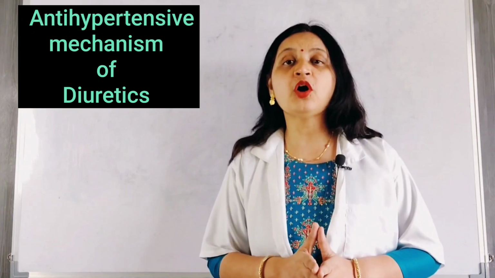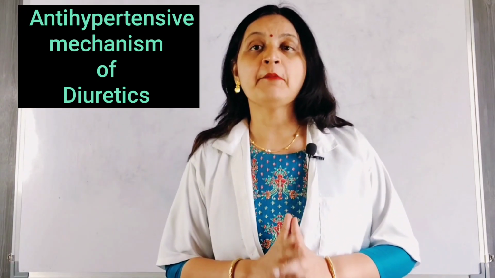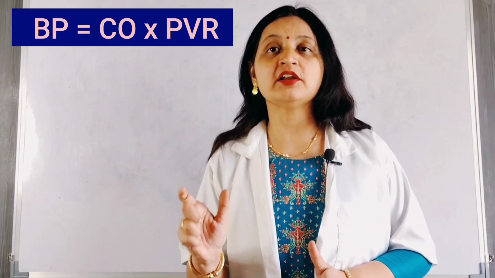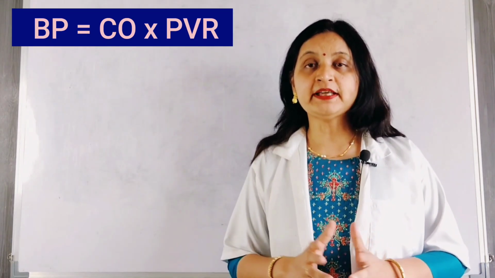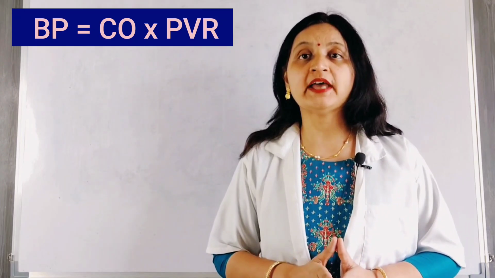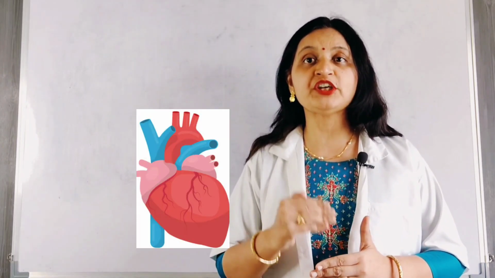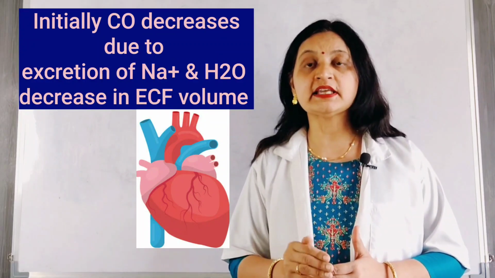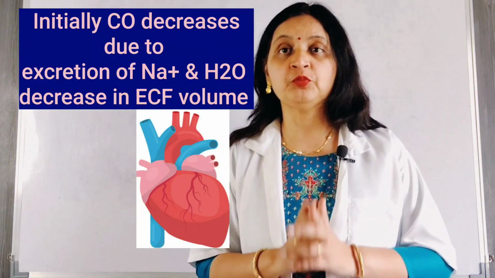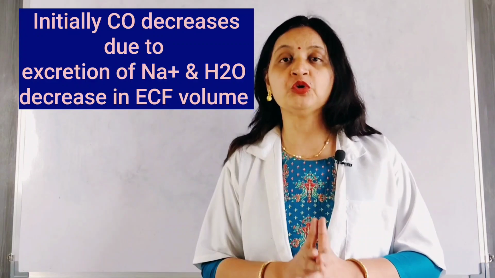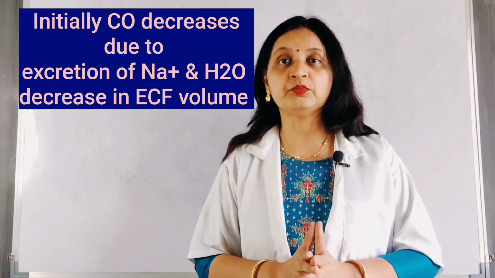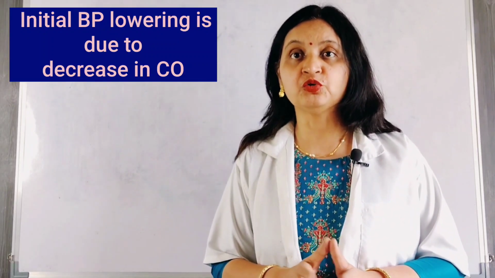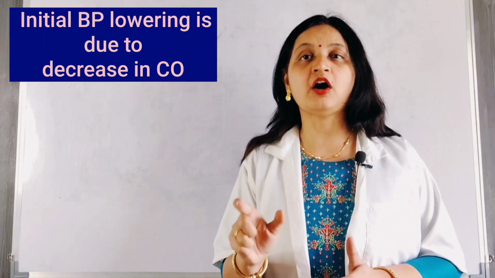As we know, normal blood pressure is maintained by a balance between cardiac output and peripheral vascular resistance. When a hypertensive patient is initially treated with diuretics, there is increased excretion of salt and water from the body. This decreases the extracellular fluid volume, decreasing the stroke volume and reducing the cardiac output. So the initial blood pressure lowering effect is due to a reduction in cardiac output.